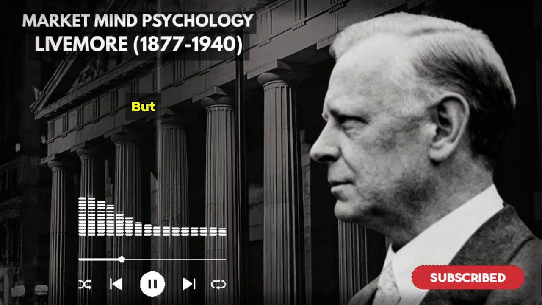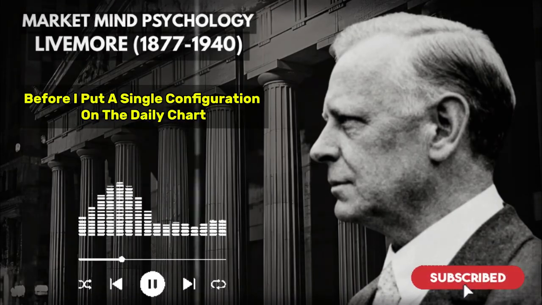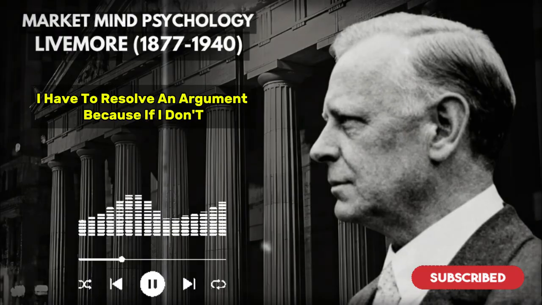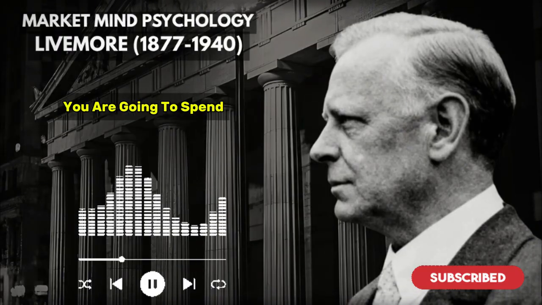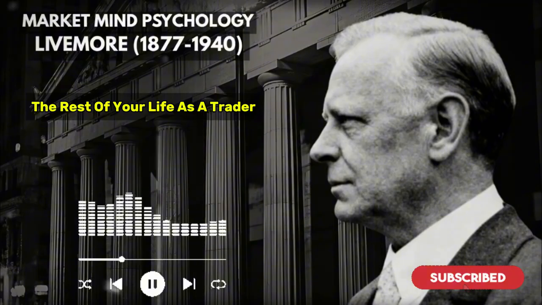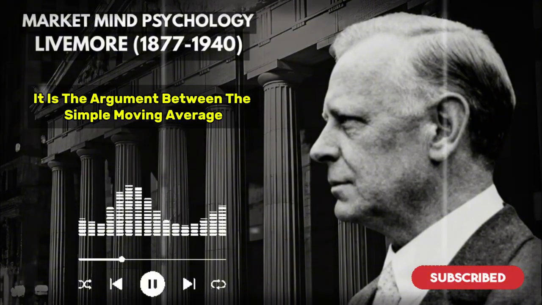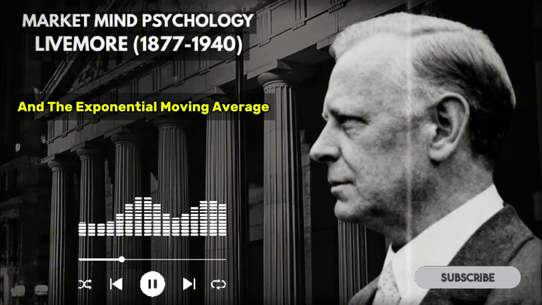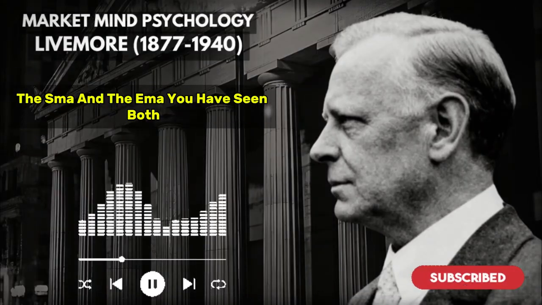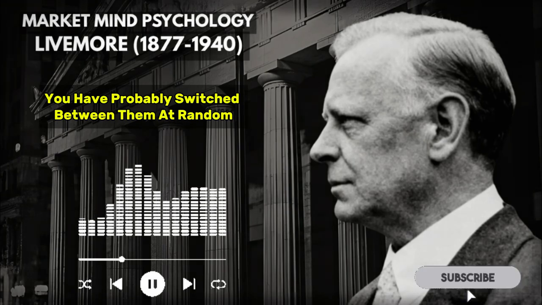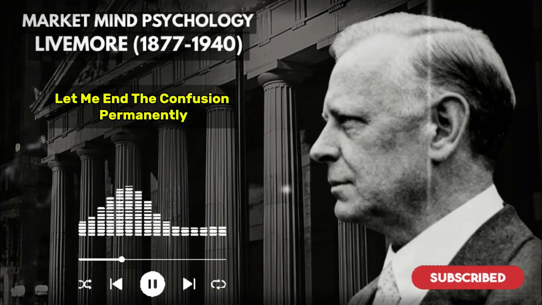But before I put a single configuration on the daily chart, I have to resolve an argument, because if I don't, you are going to spend the rest of your life as a trader confused by it. It is the argument between the simple moving average and the exponential moving average, the SMA and the EMA. You have seen both. You have probably switched between them at random. Let me end the confusion permanently.